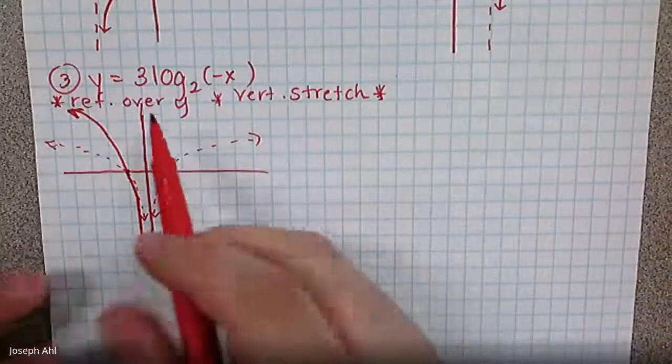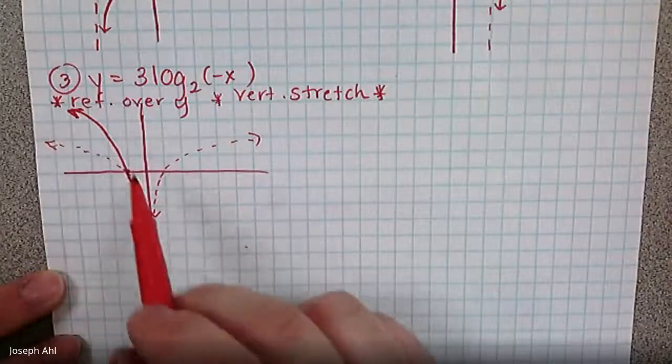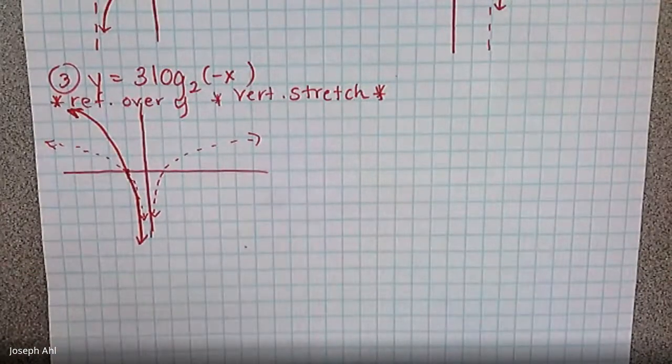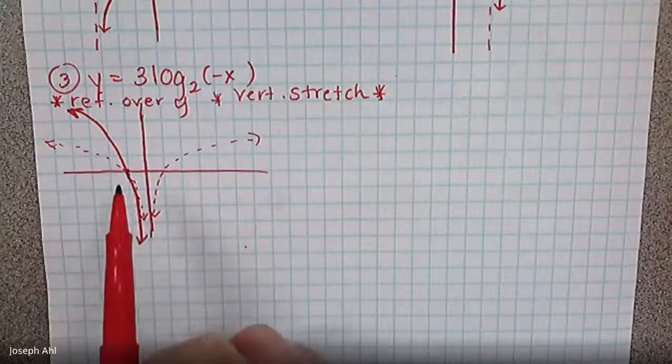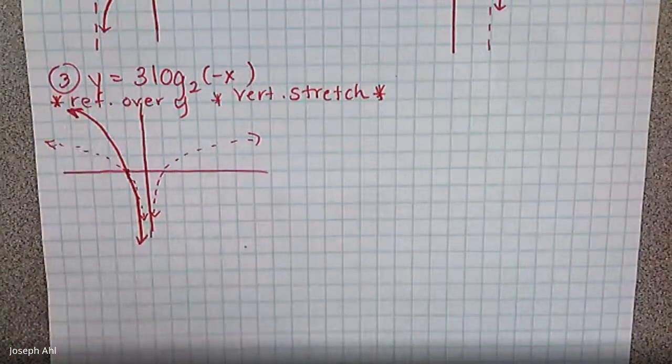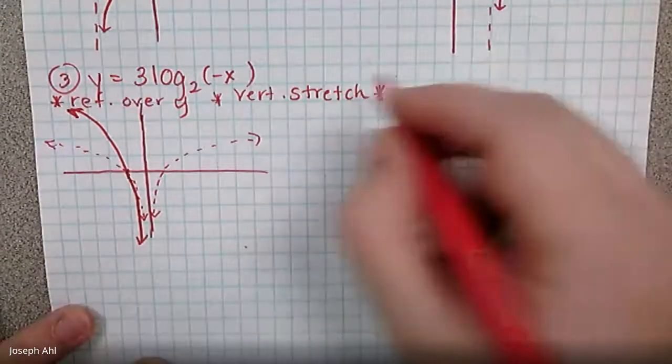Now, I didn't even really choose any specific points here. I just kind of tried to make the curve appear that it was vertically stretched. If you wanted to pick a few points and multiply the y's by 3, of course, you'd be well within your rights to do that.